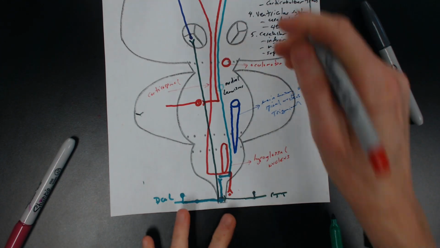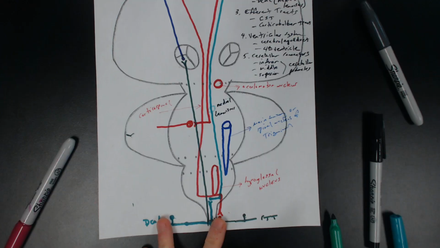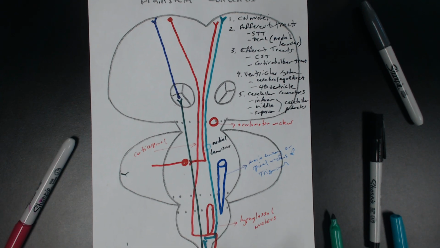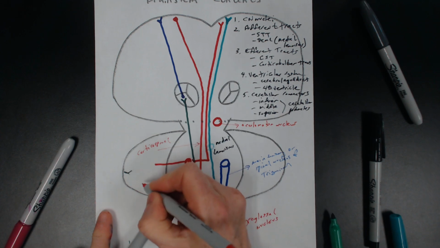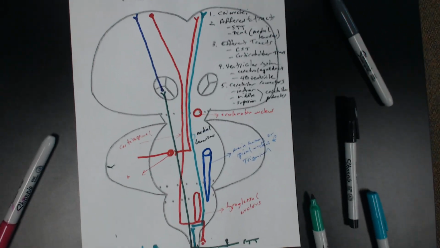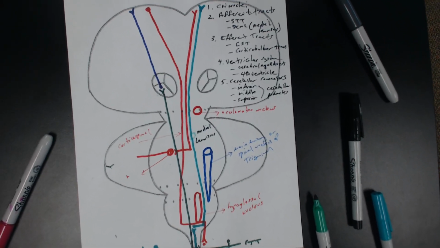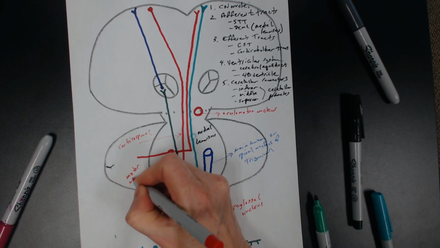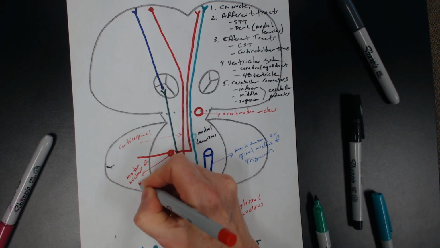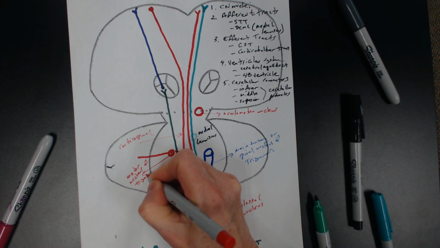Dr. Marlowe, can you repeat that whole one more time? Did you just draw a nucleus there? So yeah, this is going to be my motor nucleus, right? And you can pick any motor nucleus. I'm just using trigeminal as an example. This is going to be my motor nucleus of trigeminal, because that's the one we use as an example.